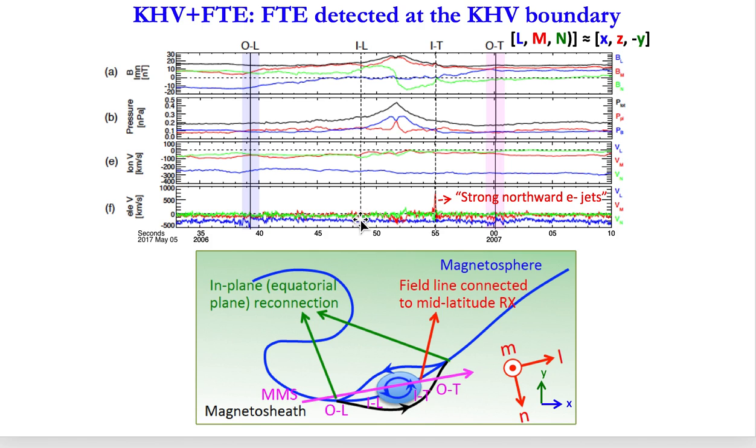Please note this strong northward electron jet at the inner trailing edge, which I'm going to talk about in a minute. The outer leading and outer trailing edges were denoted by the electron flow reversal, as shown in the blue profiles along the L direction. So here we speculate the in-plane geometry of the FTE as generated by vortex-induced reconnection, consistent with previous simulations.